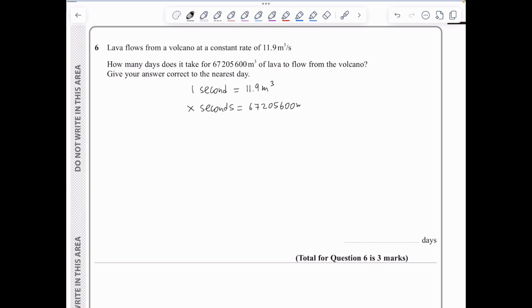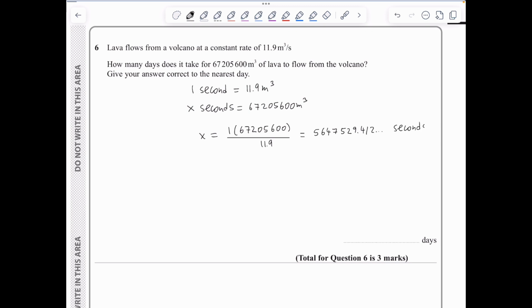67,205,600 cubic meters. This means that x is 1 times the 67,205,600 divided by the 11.9, which gives an answer of 5647529.412 and this is seconds.